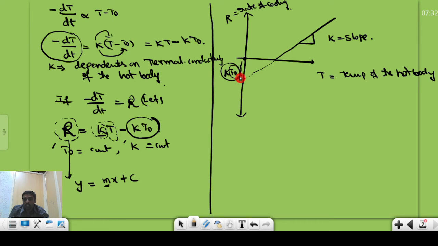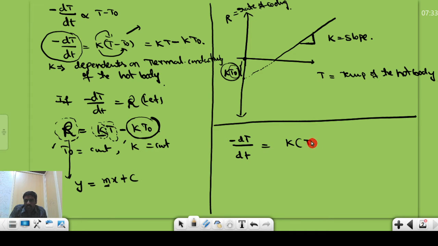If you know that T naught is the surrounding temperature of the hot body, and also the slope of the graph, it will provide the information of the material constant, the proportionality constant of this equation, k, which depends on the thermal conductivity of the material. Now if we go to the direct approach, I am taking this equation once again: minus dT divided by dt is equal to k into T minus T naught. This is the formula we have.